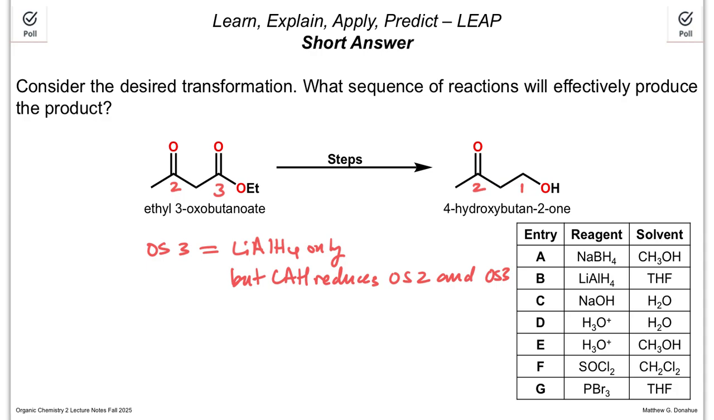So in terms of choosing these reagents, maybe what I'll do is just pick the steps, then I'll draw what the products of those steps are. So the first thing we want to do is protect the ketone. And so we would say E would be the best choice to do the first step.